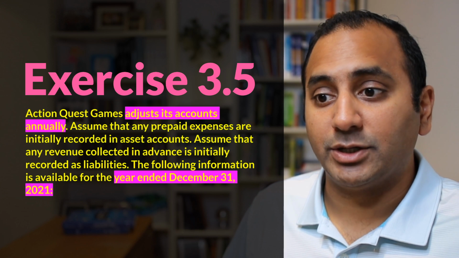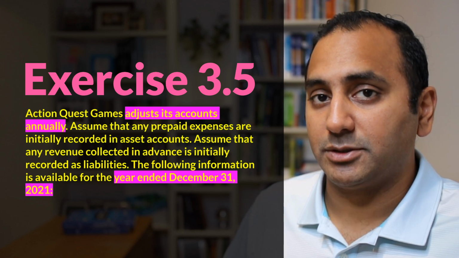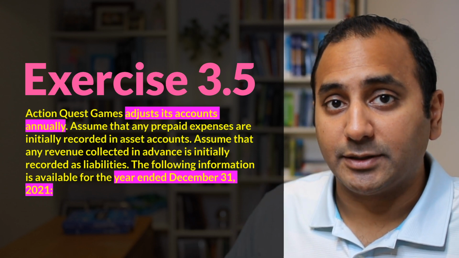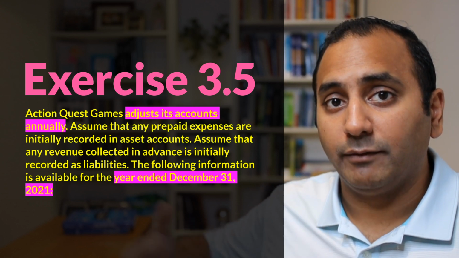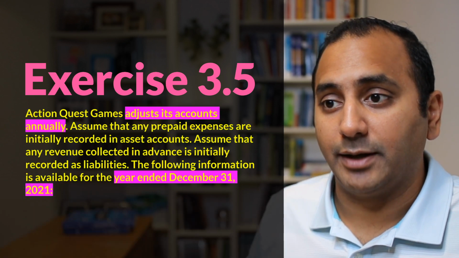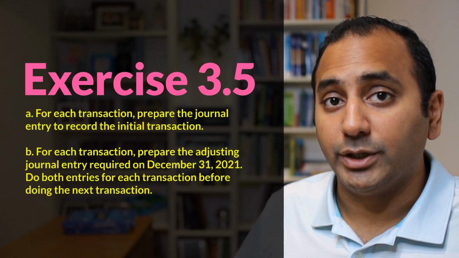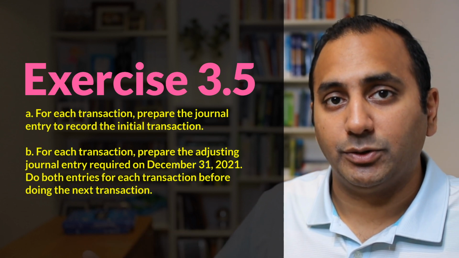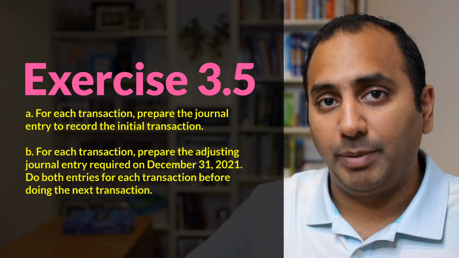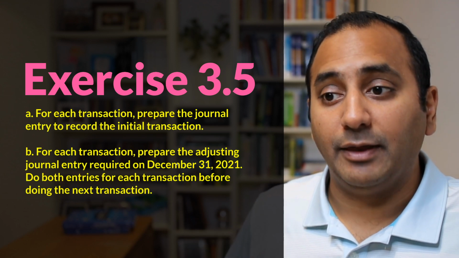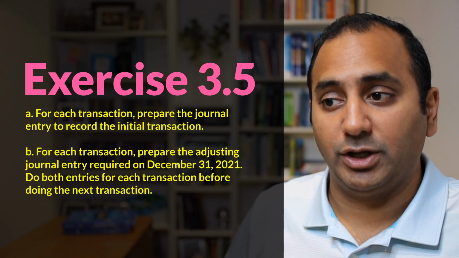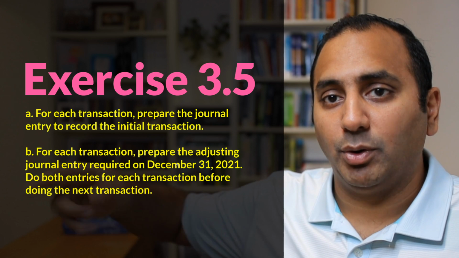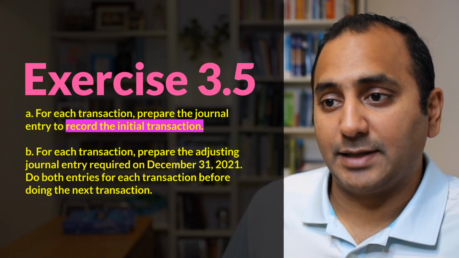The following information is available for the year ended December 31st, 2021. And that's another really key piece of information. If we know that the year end is December 31st, 2021, all of our adjusting entries need to be made to that date. For each transaction, prepare the journal entry for the initial transaction. So what we're going to do is record the cash transaction, whether we're paying the cash or receiving the cash. And then for each transaction, prepare the adjusting or the adjusted journal entry on December 31st, 2021. It's saying to do both entries before proceeding to the next one. And that's exactly what we're going to do.